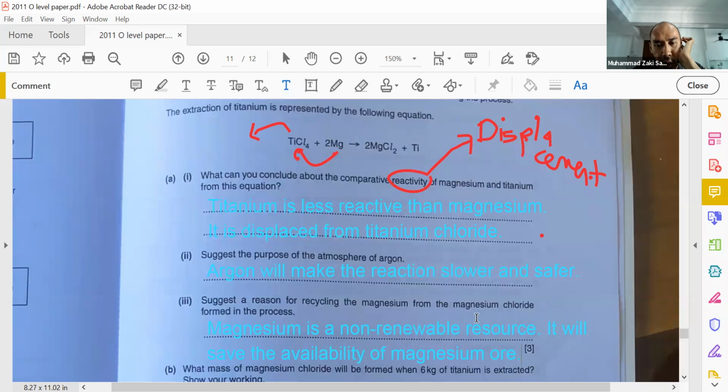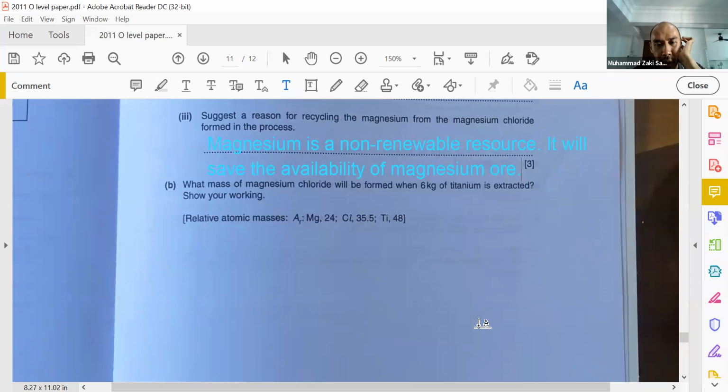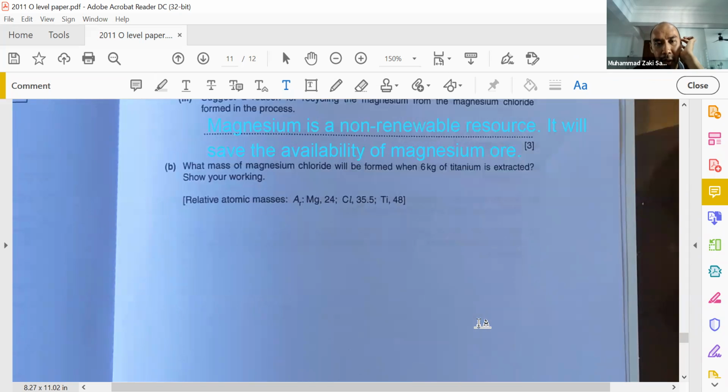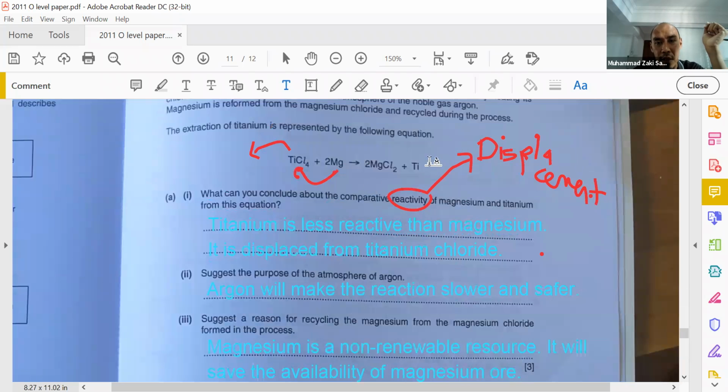Next question. This is more concept. What mass of magnesium chloride is formed when 6 kg of titanium is extracted? Again, you have titanium, 6 kg.